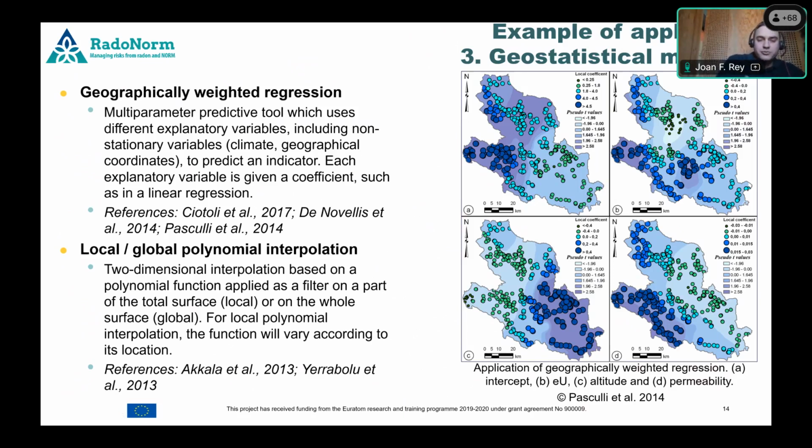And if we want to predict a whole territory to interpolate using small pieces like a grid, we will create a polynomial function for each grid, which will then give us an interpolation for the whole territory. It has been used here in two papers by Akala and then in 2013 and Yarabolu in 2013 too.